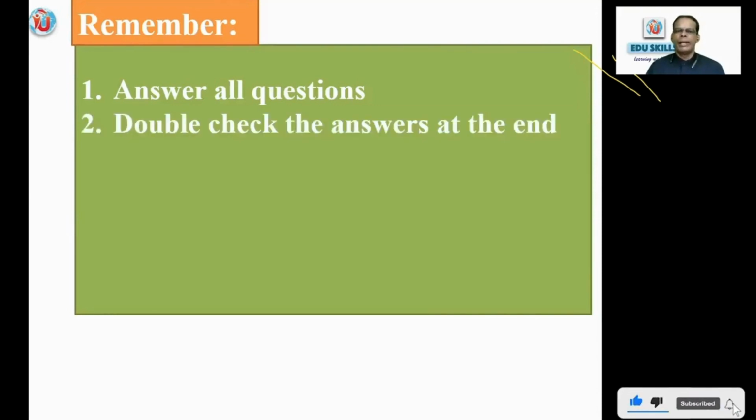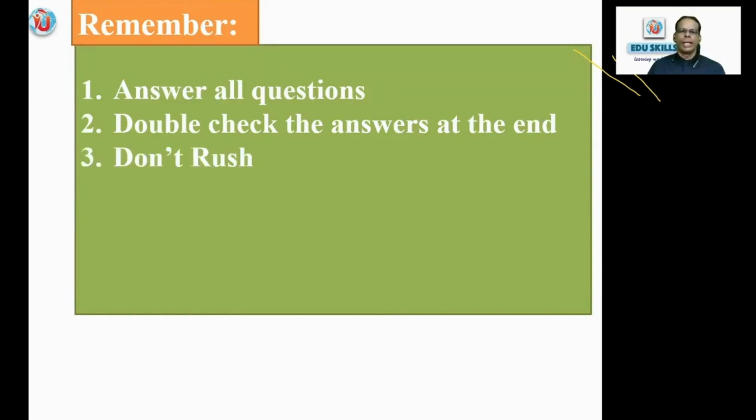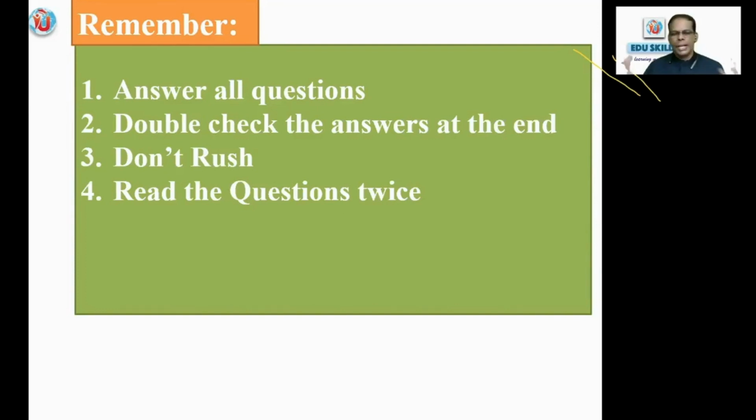When you have some time at the end, double check the answers because probably there are typos, spelling mistakes, or by mistake you have written a different word. Don't rush, okay? It means you have to be very smart and fast, quick, but don't rush. Go cool. Don't think of the next question when you're reading this question. Just concentrate, put your body, soul, and mind into that particular question and do it.